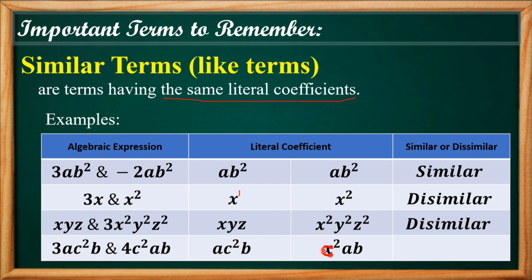Now, pareho ba ang kanilang literal coefficient? Similar. Bakit, sir? Magkaiba naman. Tingnan natin. A. Dito naman sa kabila, a. Anong exponent? 1. B. Dito sa kabila, b. C squared. Sa kabila, c squared. Di ba? Pareho? It means, in order lang ang pagka-arrange, pero same. Therefore, it is similar terms. Okay. Questions? Wala na. Okay, let's proceed to our activity.